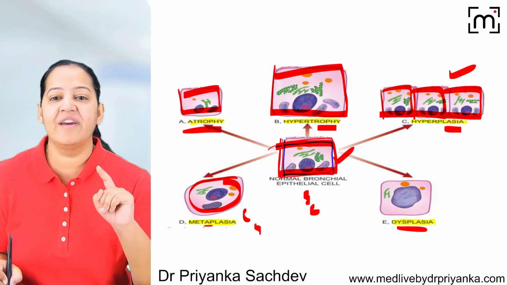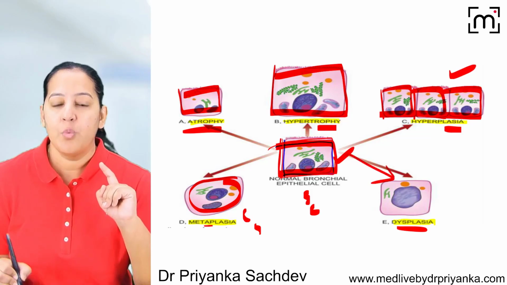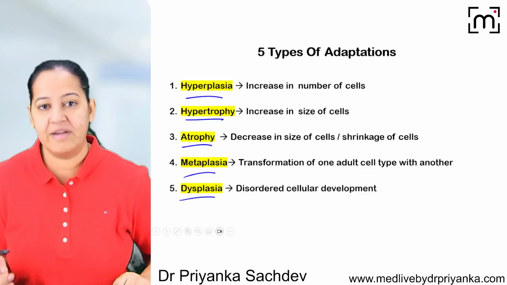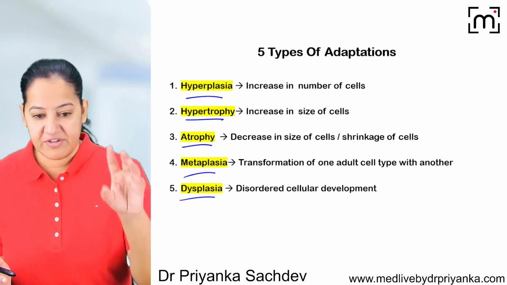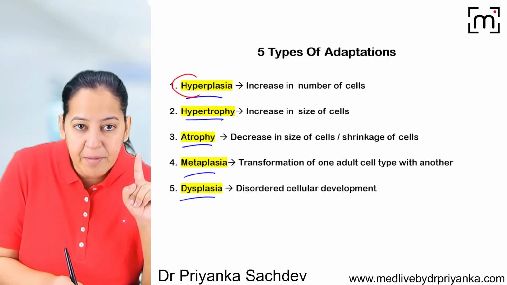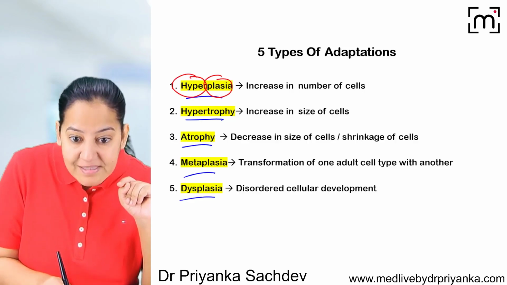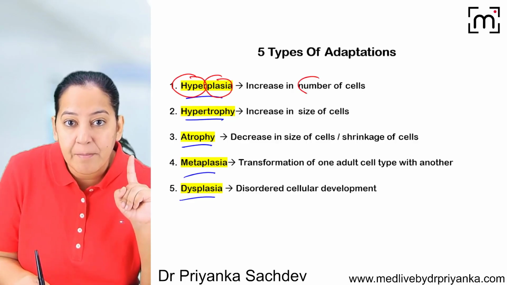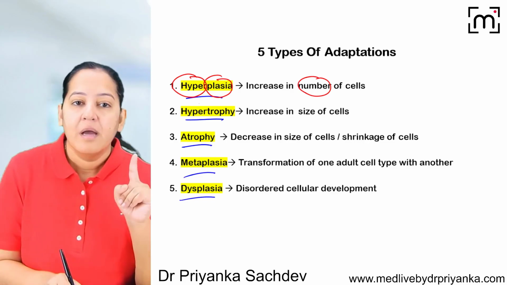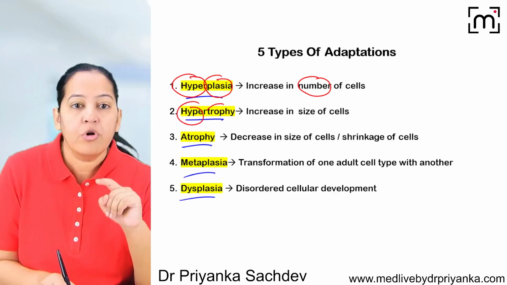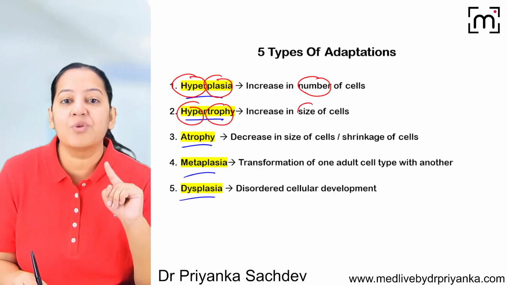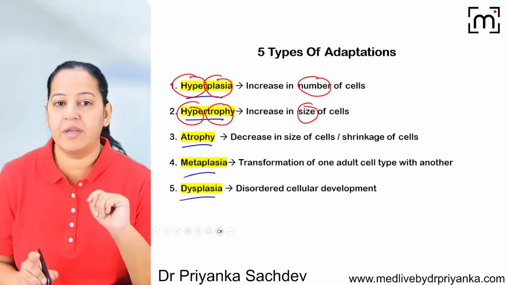Okay, and finally here we have dysplasia. What is dysplasia? Disordered cellular development. So there are 5 types of adaptation. See, hyper means more, plasia means number. So it is increase in number of the cell, not size. Again, hyper means more, trophy means size. So it is increase in size, not number.